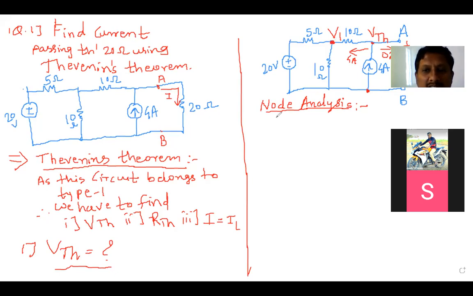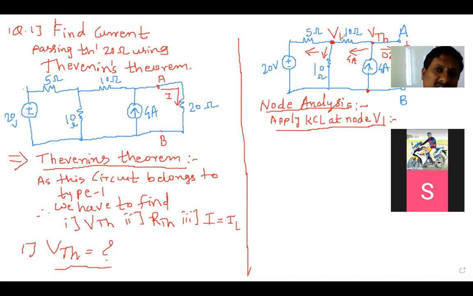Now nodal analysis. First, apply KCL at node V1. What is the assumption here? It is outgoing, and it is incoming. Or you can directly take 4 ampere, that's also okay. Or you can take V1 minus VTH divided by 10 like this. So you can assume that V1 is greater than 0 volt, V1 is less than 20 volt, and V1 is greater than VTH.